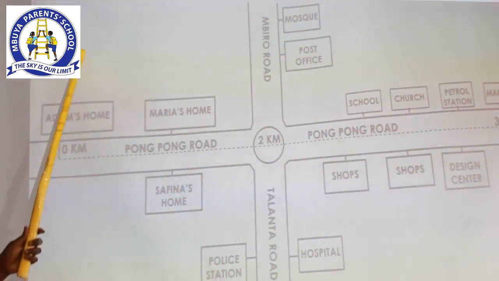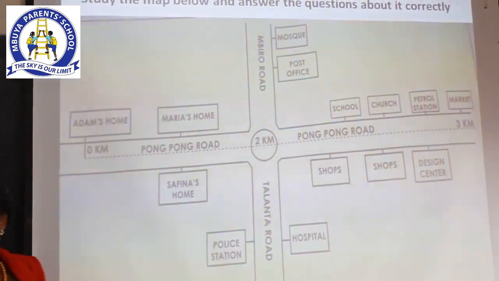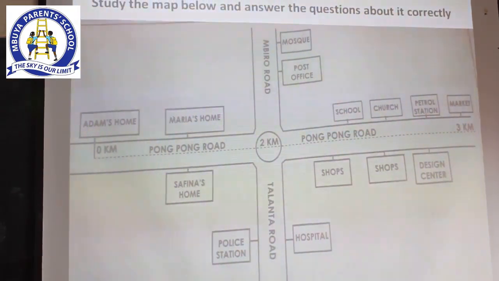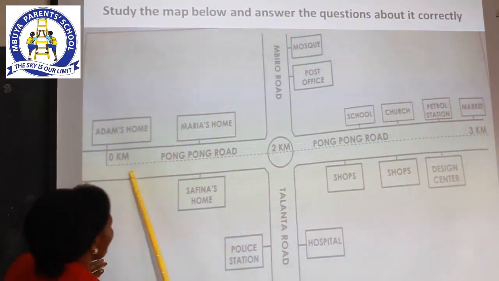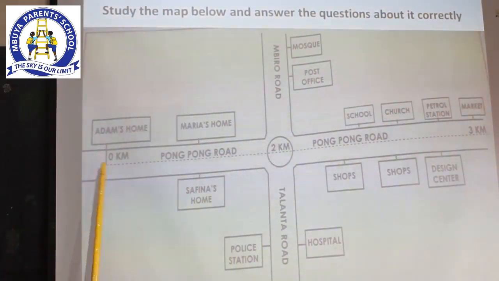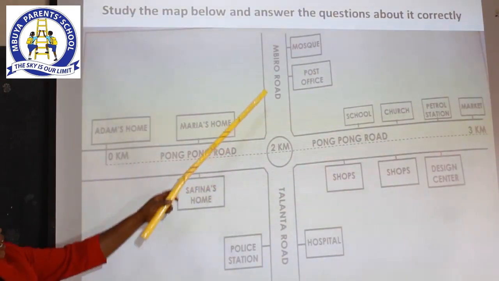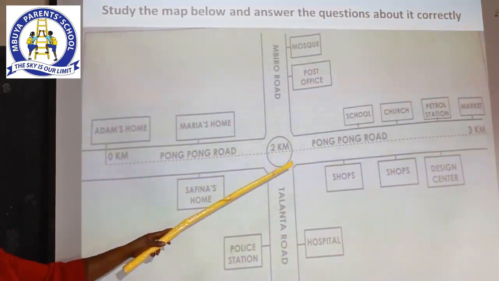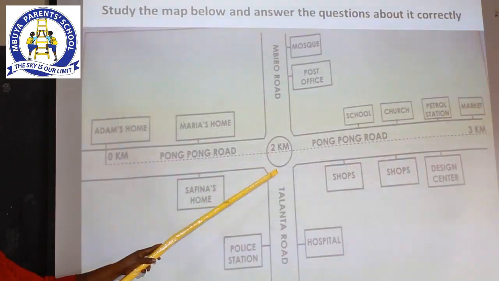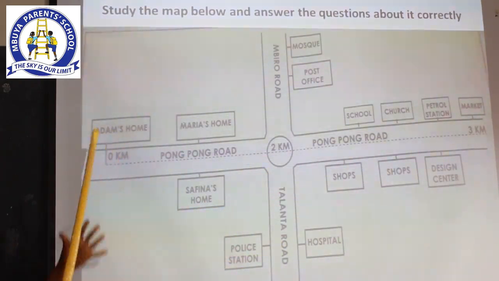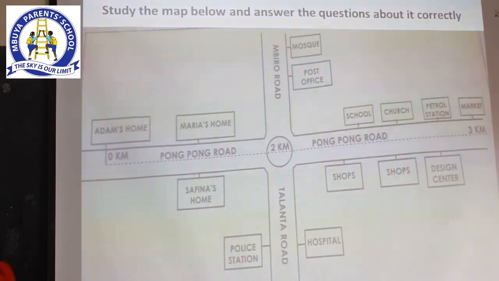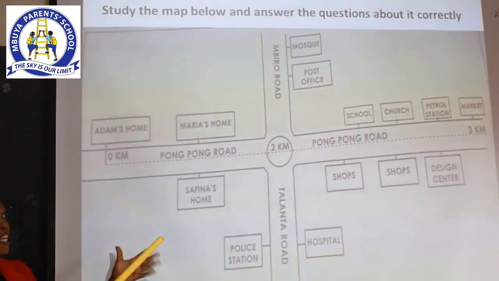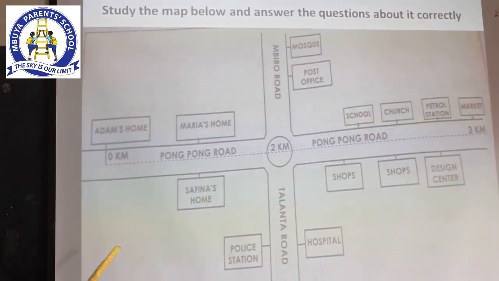So they're saying, study the map below and answer the questions about it correctly. We are having, this is a road. This is a road. Another road is here. This is a roundabout. This is another road. On this road, there are a number of buildings with their names, as we are going to see.